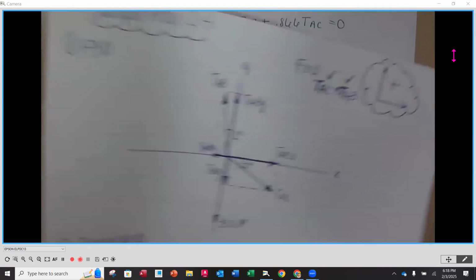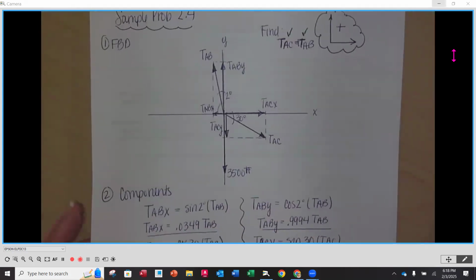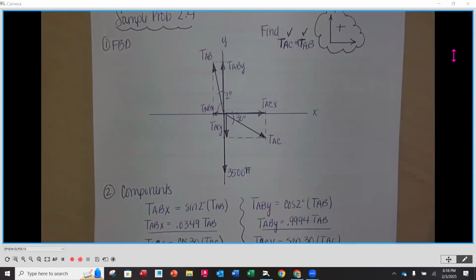All right. Okay. Then what I'm going to do is I'm going to stop the recording here and I'm going to start it again for our next sample problem. That way, if you need to go back and look at it, it's kind of easier to find along the way.